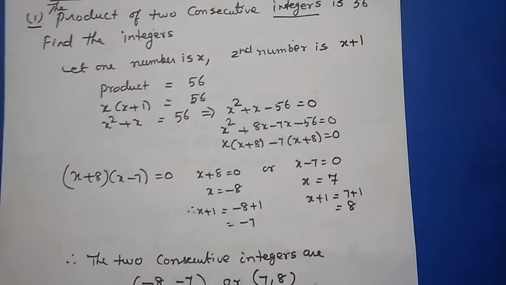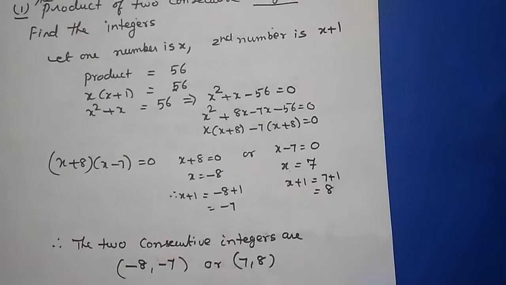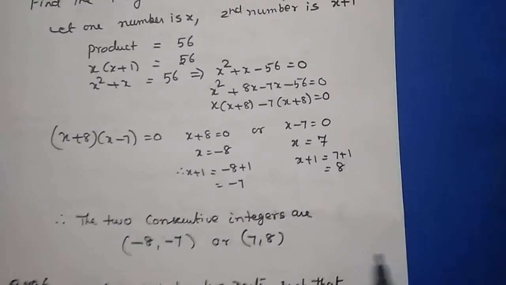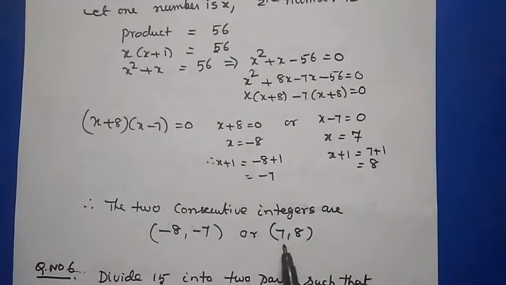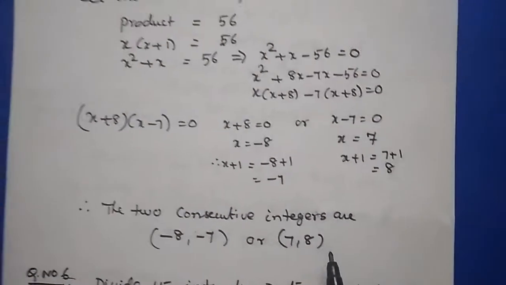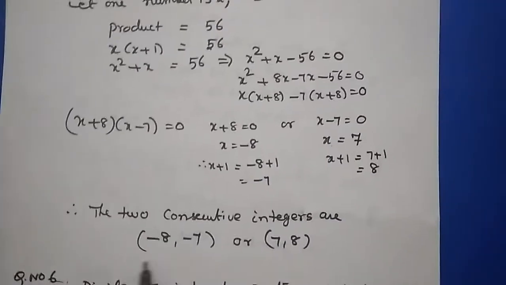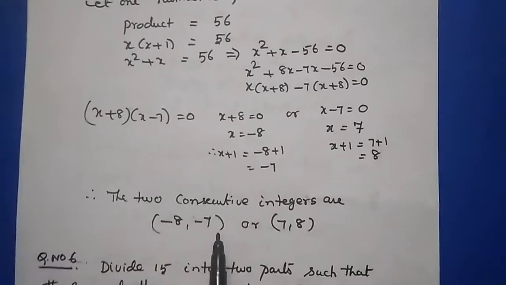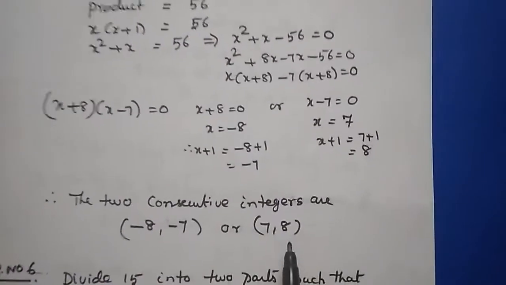Therefore, these are the consecutive integers. Here you have to take the negative also, and the positive also. If it is particularly given positive integers, only then you have to write 7, 8. Here, nothing is given, so you have to write the numbers as minus 8, minus 7 or 7, 8.